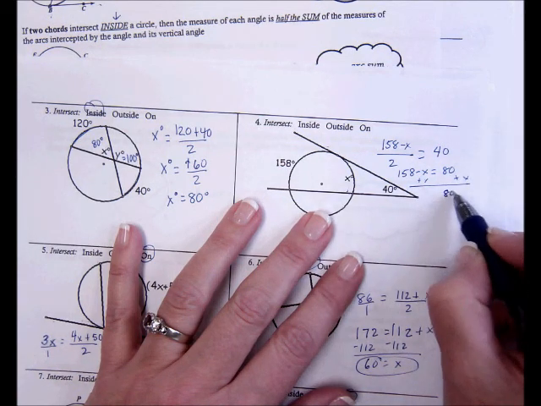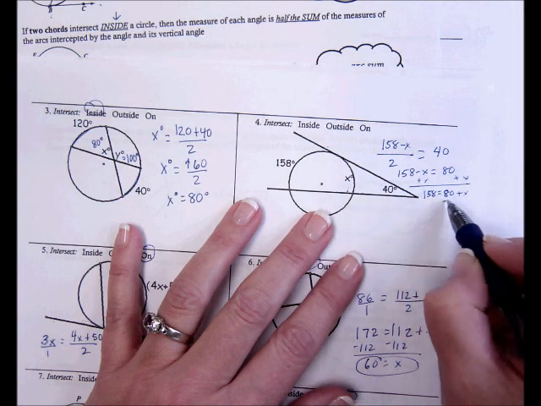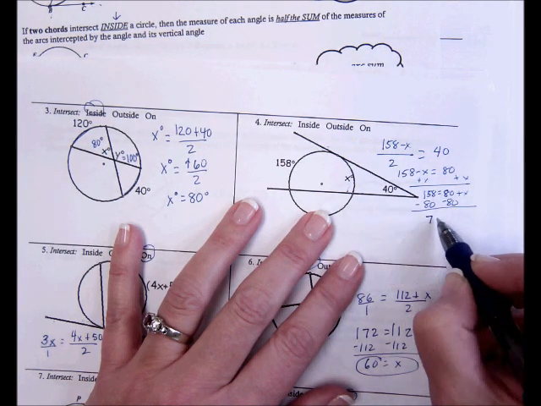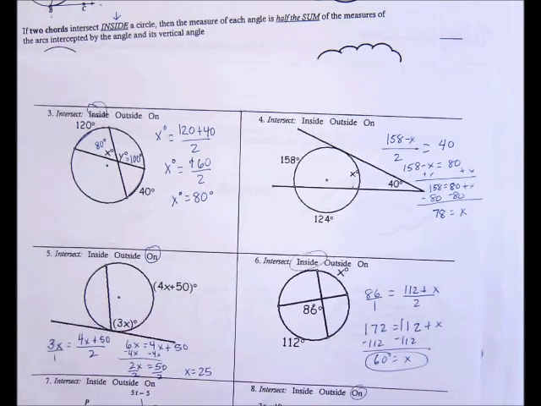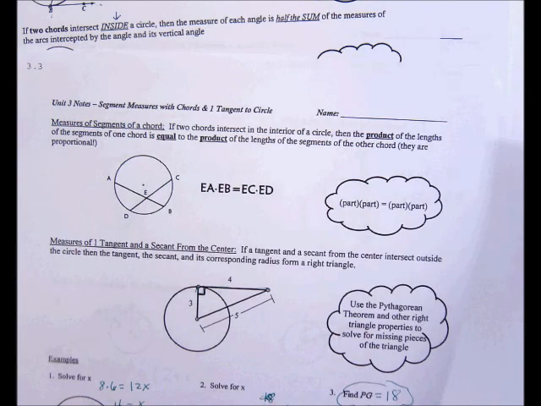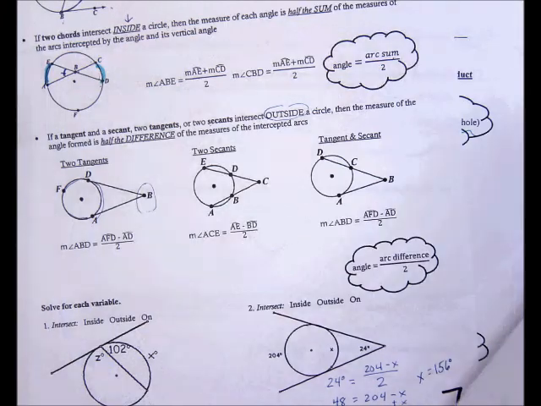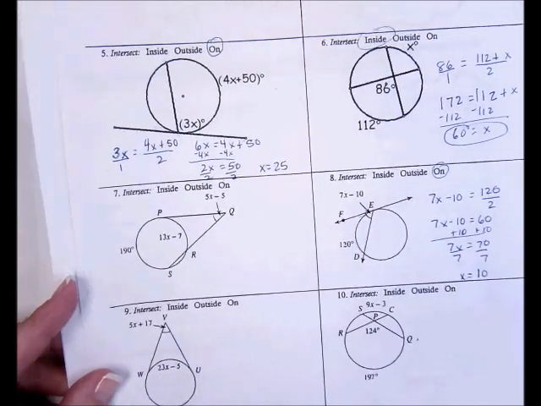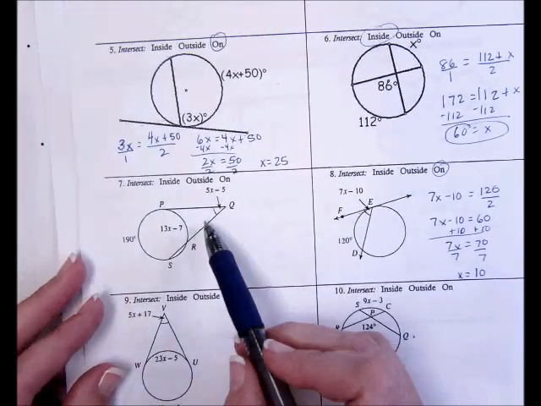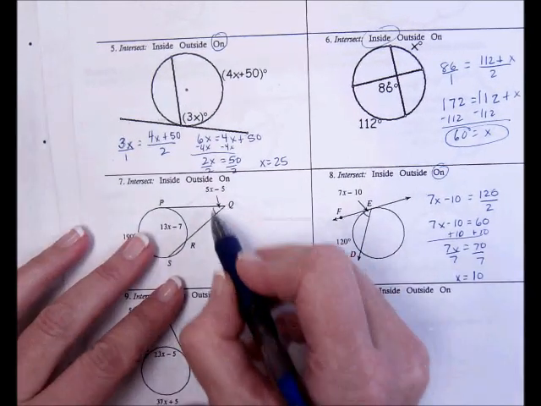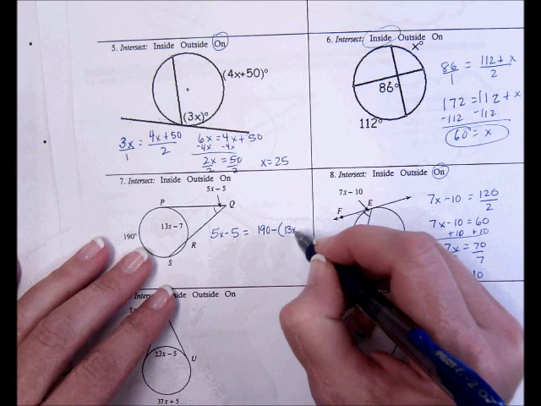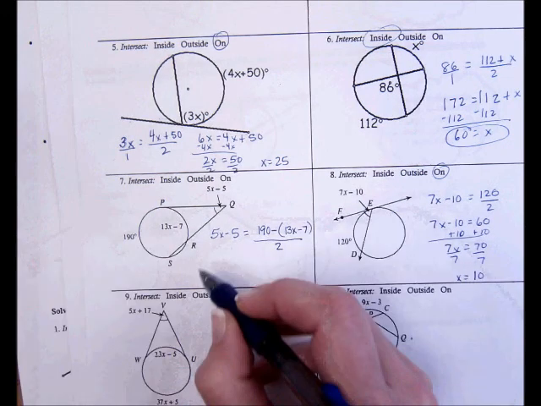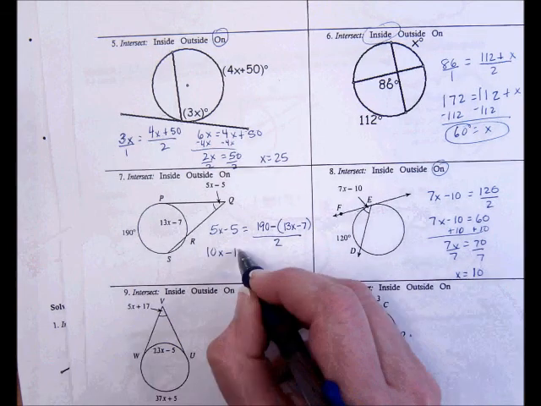The next type of situation would be number 4. So again, I have the difference. So I have 158 minus x divided by 2 is equal to 40. So I multiply both sides by 2, and then I'm going to add x and subtract 80. So in this situation, x is going to be 78.